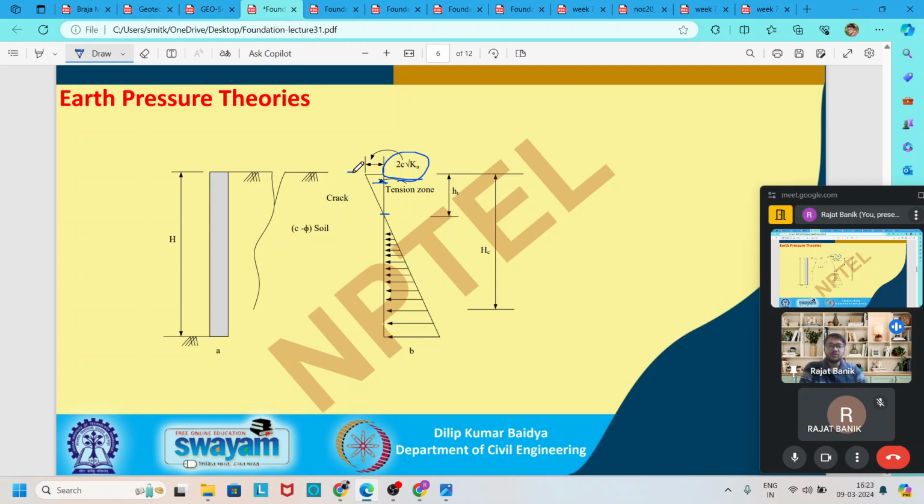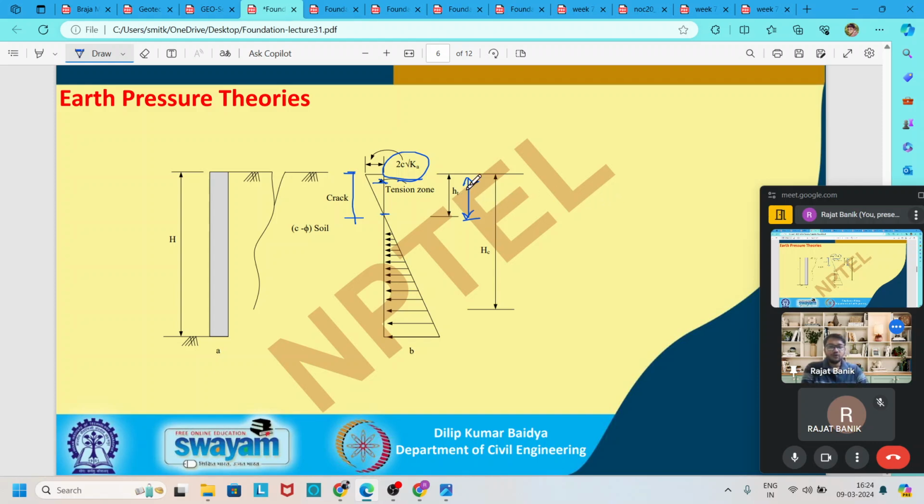So from here to here, where at the top the pressure is minus 2c root over k, to a distance where the pressure becomes zero, if you gradually increase the depth, then up to this height is known as the tension crack zone, because up to there is a possibility of crack due to the presence of cohesion.